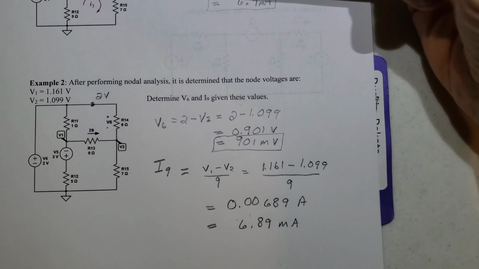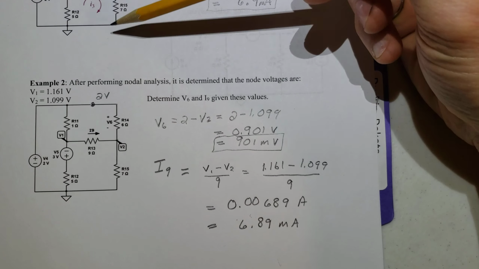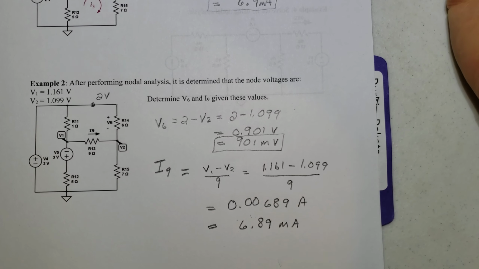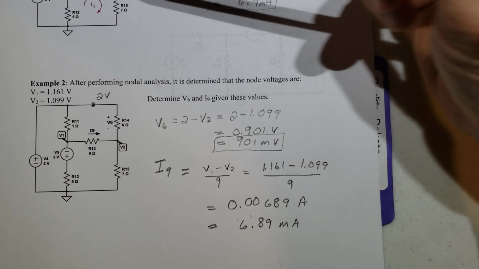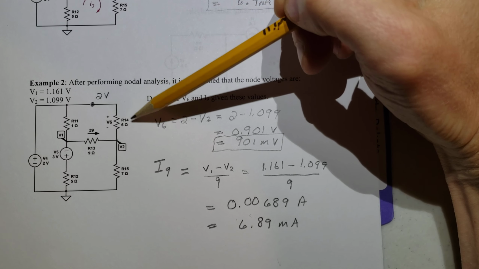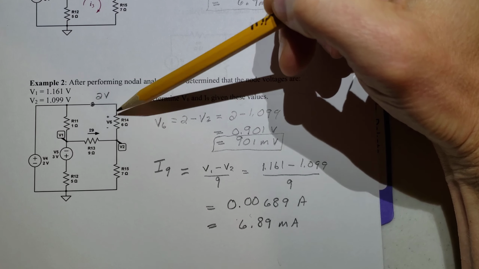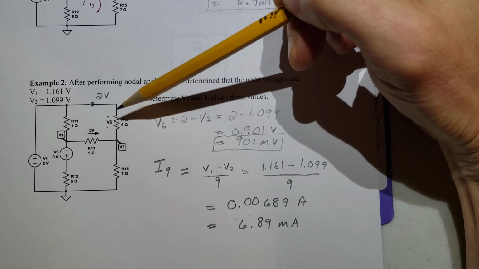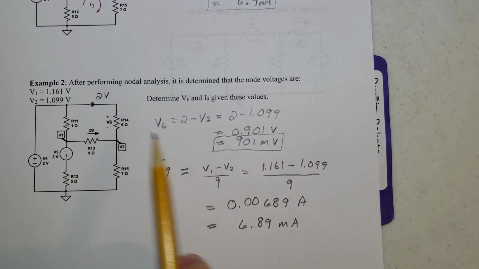So the whole purpose of this is to say, even if you do solve nodal or mesh and you get those characteristic voltages or currents, you still may have a little bit of work to do in order to find the voltages across individual components. But once you get all of the voltages, then it's relatively easy to solve for those.